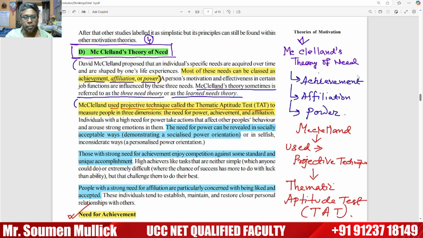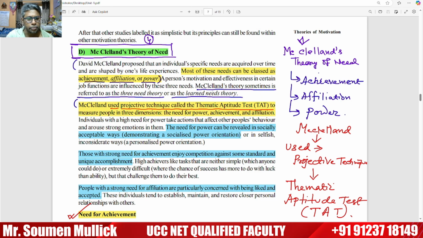McClelland's theory of needs is based on three components: achievement, affiliation, and power. David McClelland proposed that an individual's specific needs are acquired over time and are shaped by one's life experiences. Most of these needs can be classified as achievement, affiliation, or power. McClelland's theory is sometimes referred to as the three-need theory or the learned need theory.